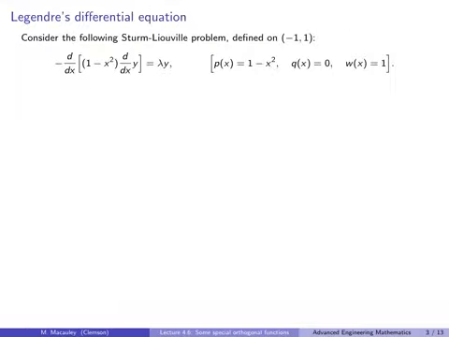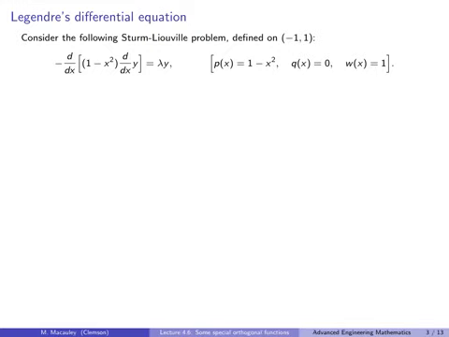Here's our first example, Legendre's differential equation. So right away, I'm going to write it in Sturm-Liouville form, defined on the interval negative 1 to 1. So negative d/dx of the quantity 1 minus x squared times dy/dx equals lambda y. So this is a Sturm-Liouville equation because p of x equals 1 minus x squared, q of x is 0, and w of x equals 1.